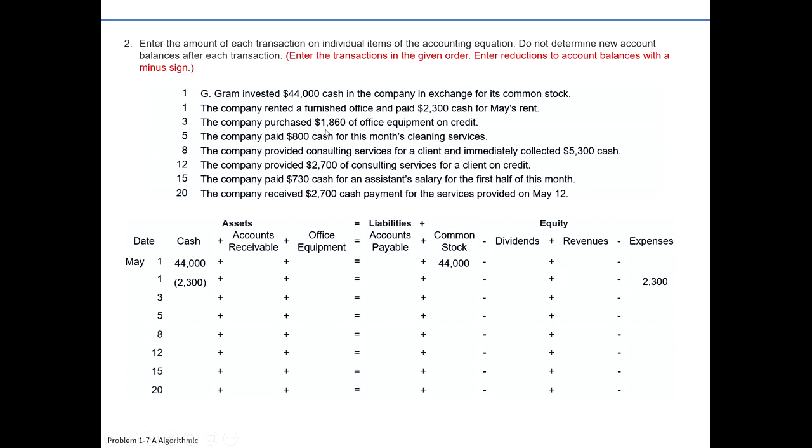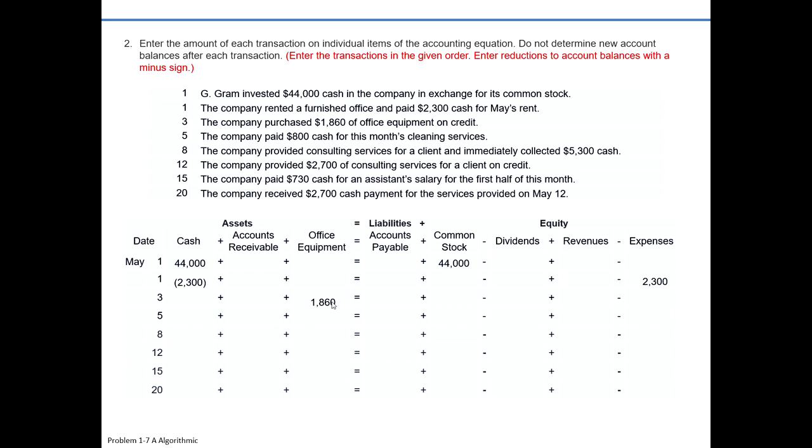On May the 3rd, the company is going to purchase $1,860 of office equipment on credit. So they're not saying we're paying cash. They're saying they have an IOU to their vendor or supplier. So one thing that's affected is office equipment. Office equipment is increasing by $1,860, so their assets are increasing by that amount.